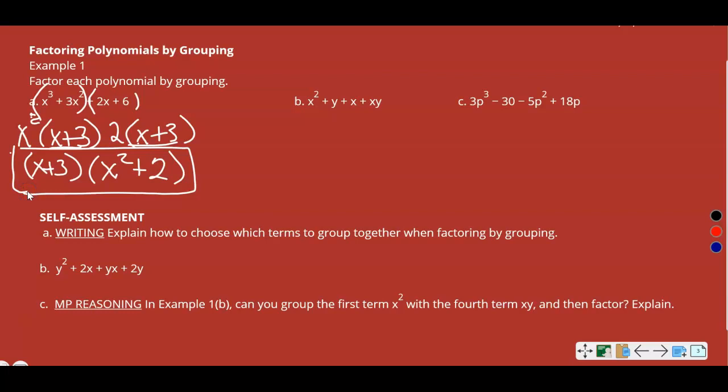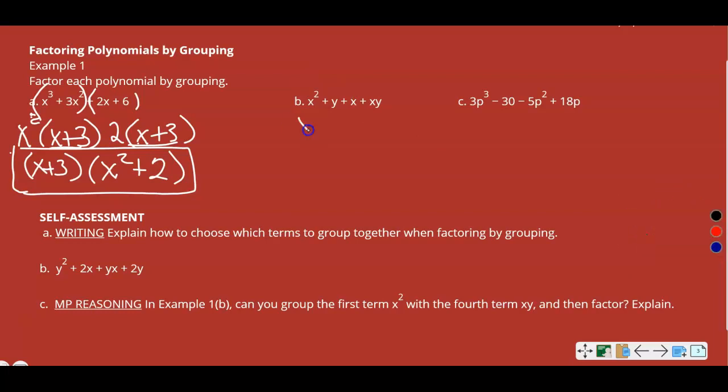All right, B part, we're going to do the same thing. I've got x squared plus y. There's nothing to factor there, so I'm going to rewrite this first. I need to rewrite it to where there is something in common beside each other.